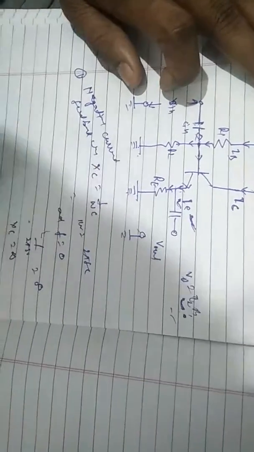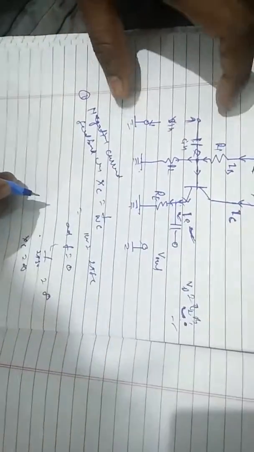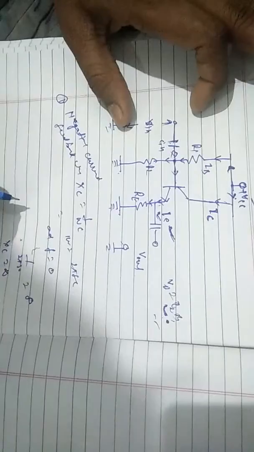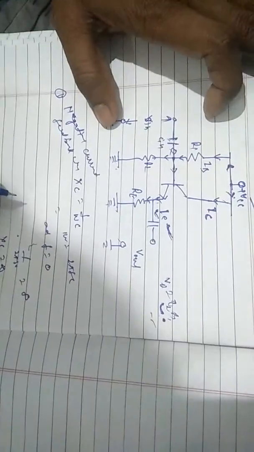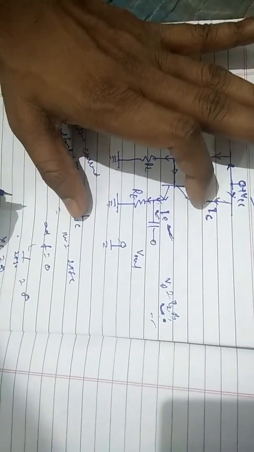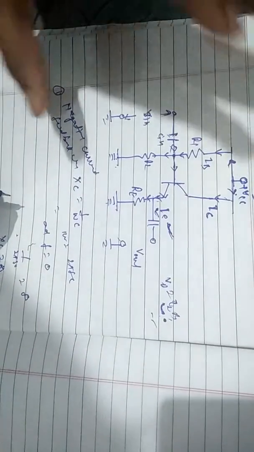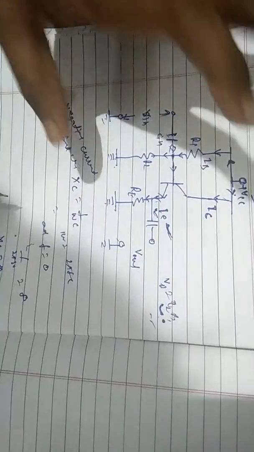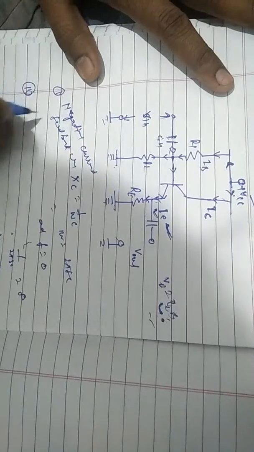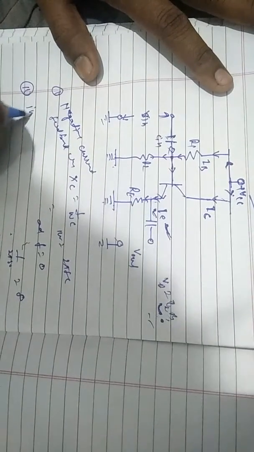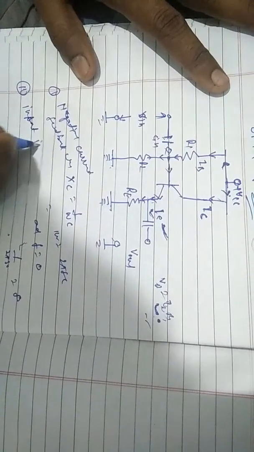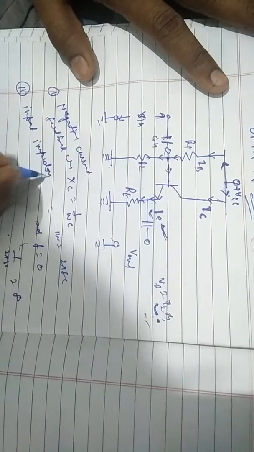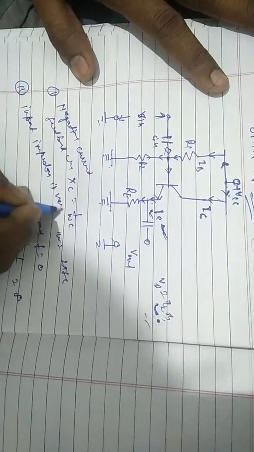And we also know that the input impedance of emitter follower is very high and output impedance of emitter follower is very low. Its voltage gain is close to unity. Second point, we can write that input impedance is very high.